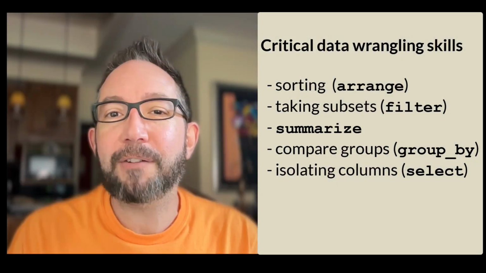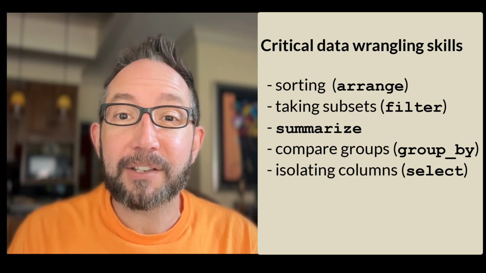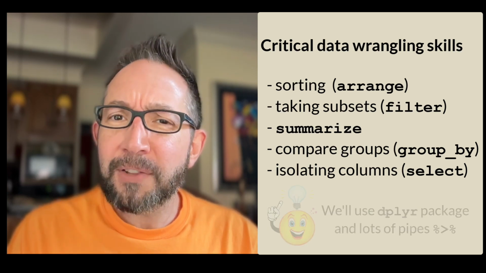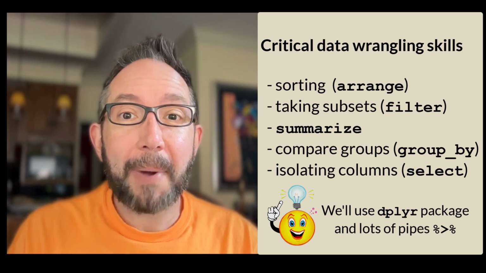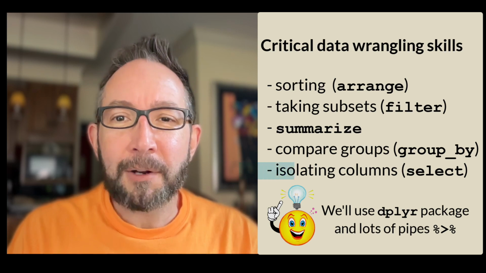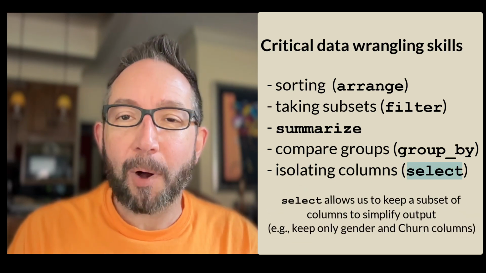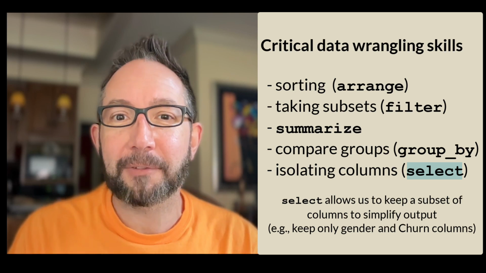We need to know how to sort our data, how to take subsets of it, and how to summarize and compare groups. To do this, once again, we'll be using the dplyr package, and we'll be using piping to streamline our code. So in this video, we'll learn about the select function to keep only columns of interest if our dataset happens to have a tremendous number of columns.